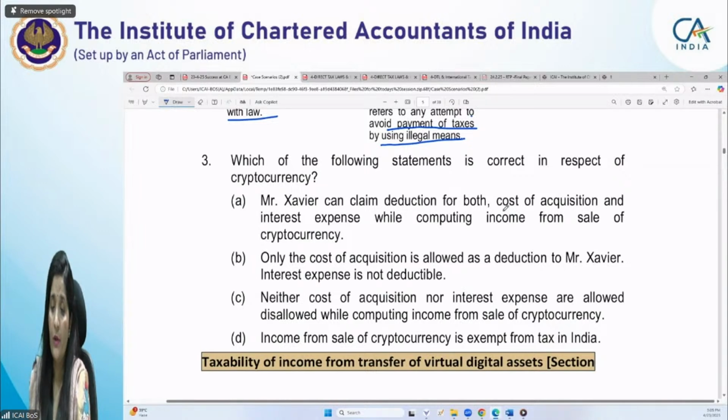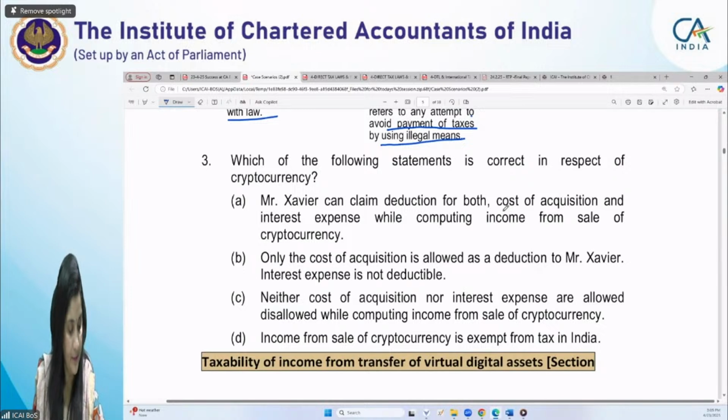Neither cost of acquisition nor interest expense are allowed while computing income from sale of cryptocurrency. Or income from sale of cryptocurrency is exempt from tax in India. Very straightforward wrong option, है ना? So what is the correct answer? It's very simple. You people can answer. Let's just revise the provisions of VDA also.